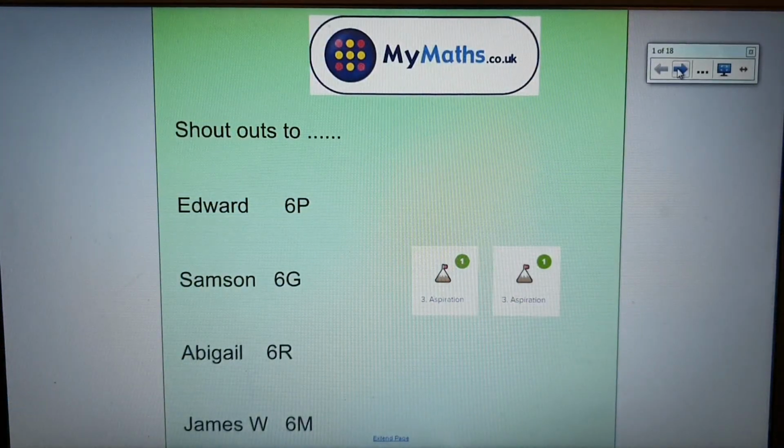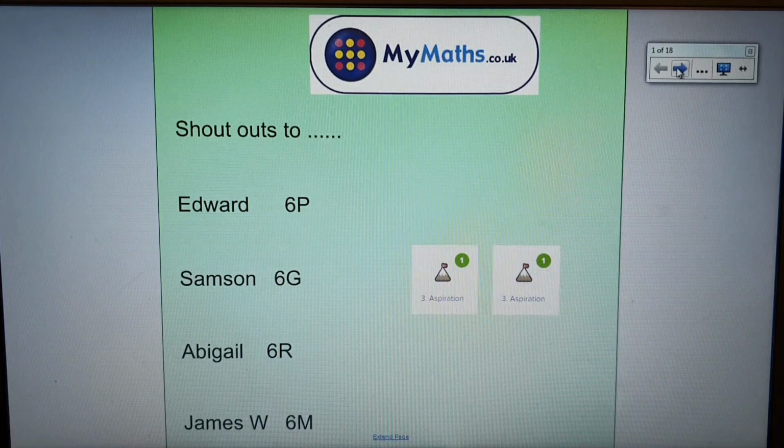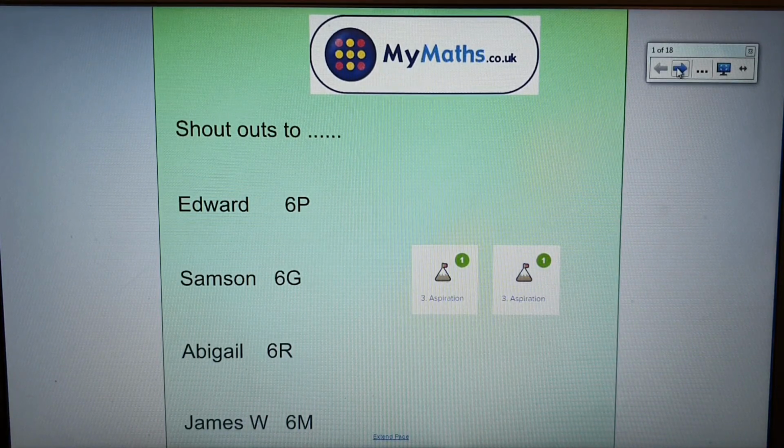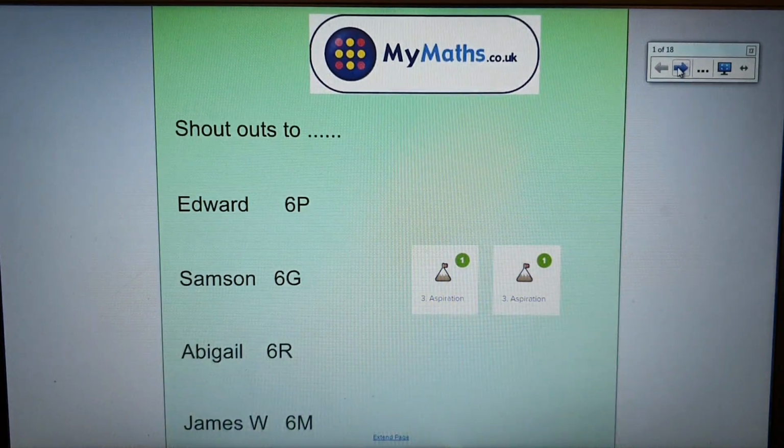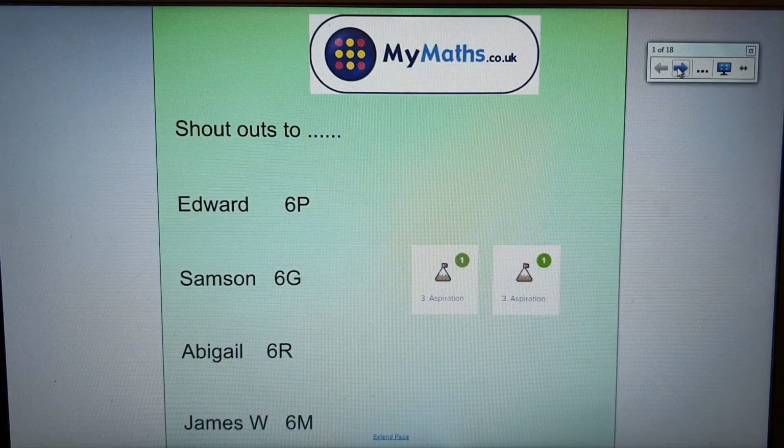So some shout outs to Edward in 6P, Samson in 6G, Abigail in 6R, and James in 6M. Each of these pupils have been working really hard. They've been doing some excellent work. So you've each earned yourself 2 dojo points for aspiration. There'll be more My Maths activities coming out today, all based around our topic this week of fractions.